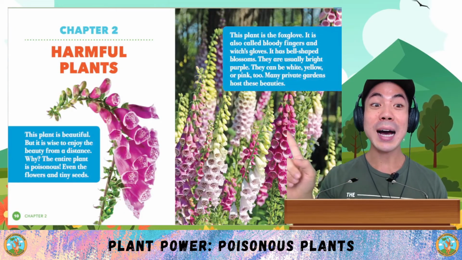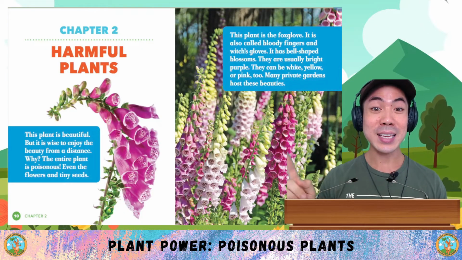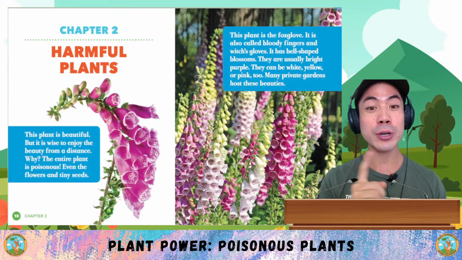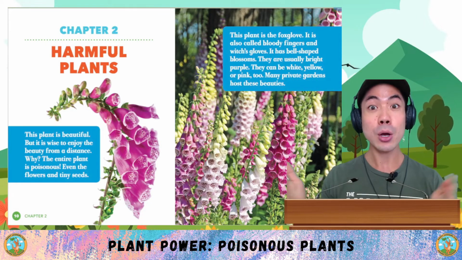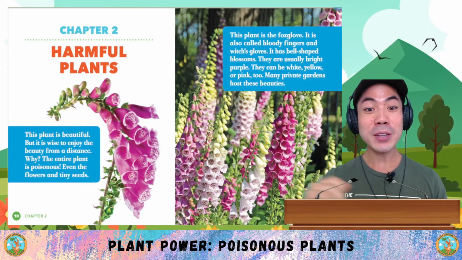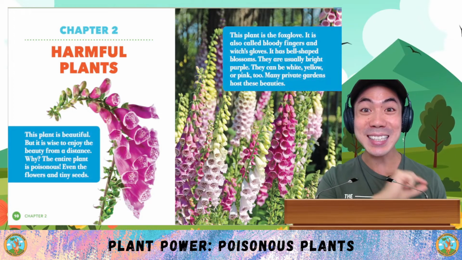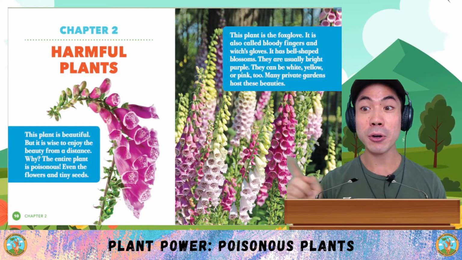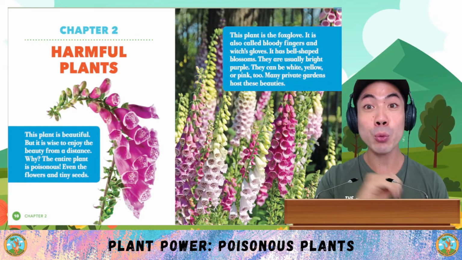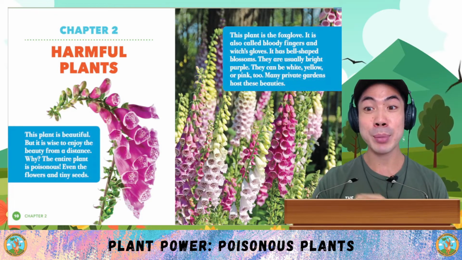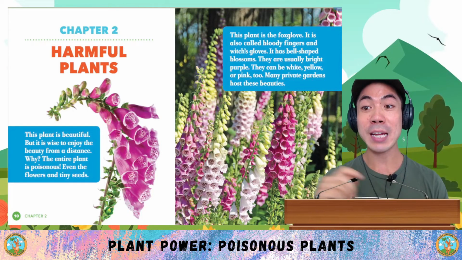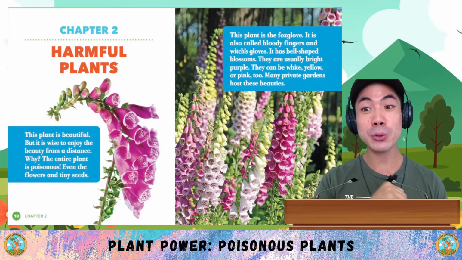Chapter 2. Harmful plants. This plant is beautiful, but it is wise to enjoy the beauty from a distance. Why? The entire plant is poisonous, even the flowers and tiny seeds. This plant is the foxglove. It is also called bloody fingers and witch's gloves. It has bell-shaped blossoms. They are usually bright purple. They can be white, yellow, or pink too.